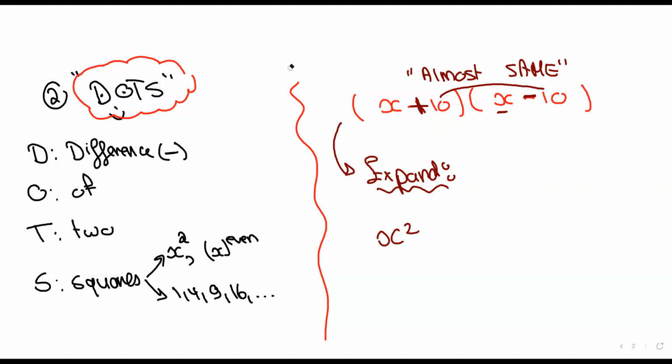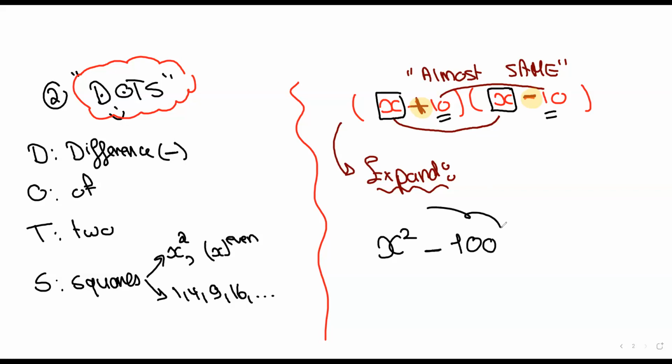So again, why are they called almost same brackets? They are called almost same brackets because the only difference between them, as you can see, is the sign. How do I multiply almost same brackets? All you need to do is multiply the first and the first. So x times x is x squared, and then you multiply second and second. You multiply positive 10 and negative 10. So 10 times negative 10 is negative 100.